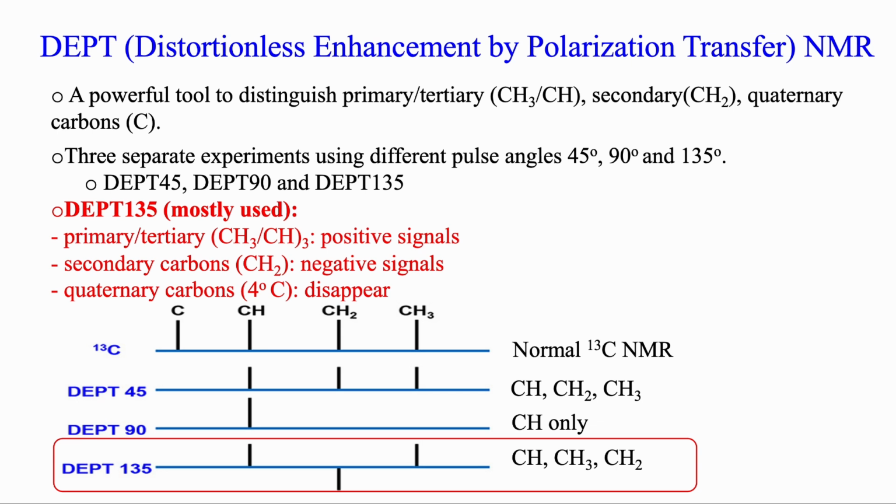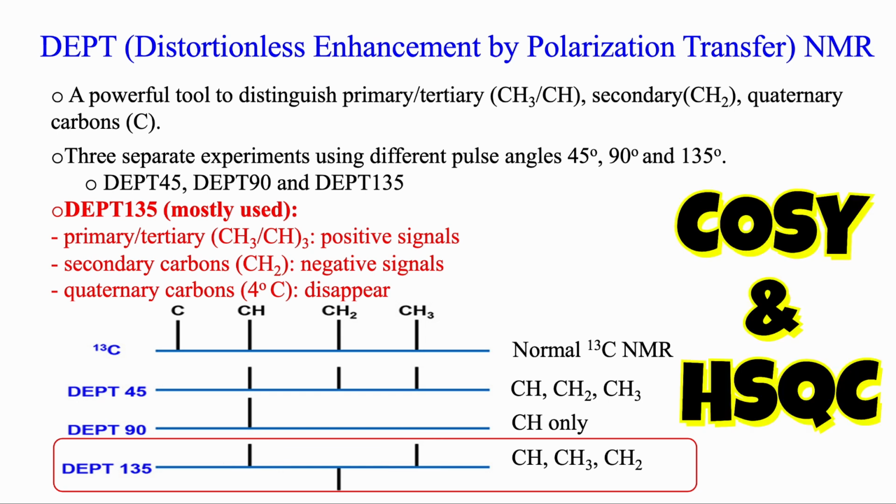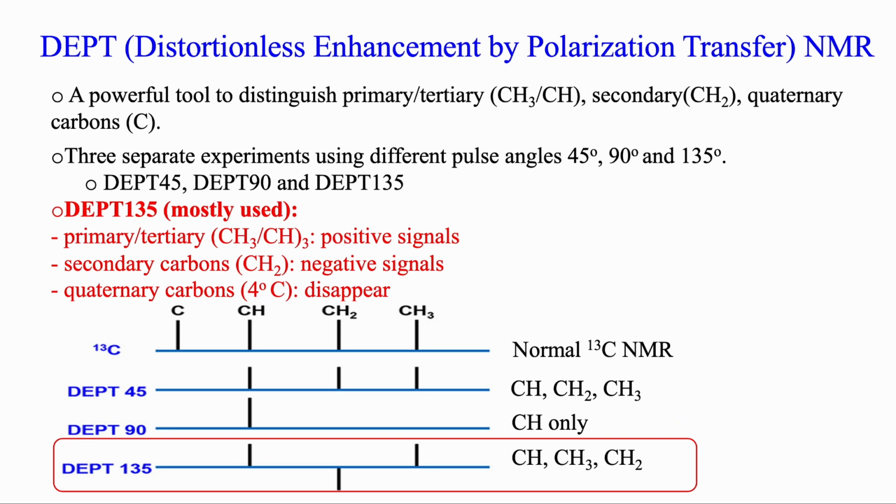of attached protons. Since both primary and tertiary carbons are positive in DEPT 135, how can we distinguish them? Well, the COSY and the HSQC NMRs that we previously covered might be helpful. Additionally, you can use DEPT 90, which will only show tertiary carbon groups as positive signals.